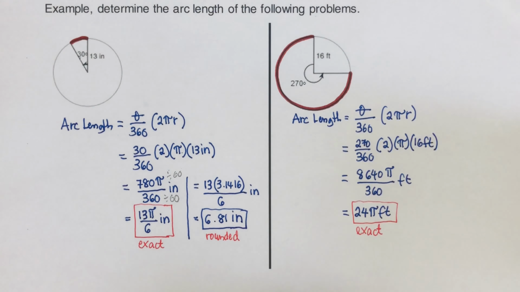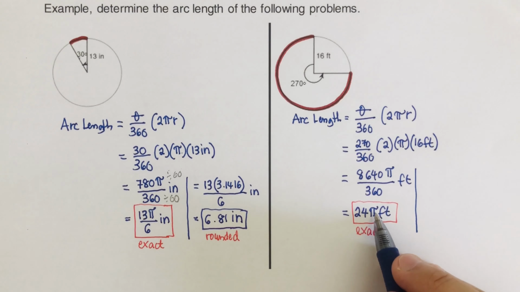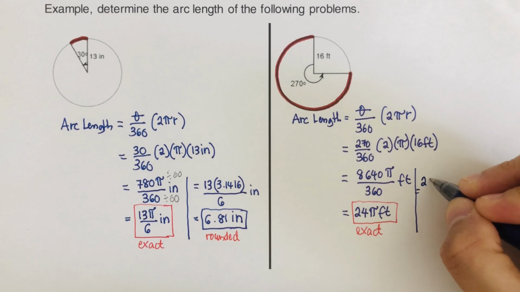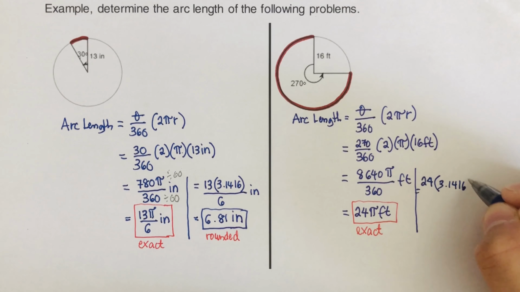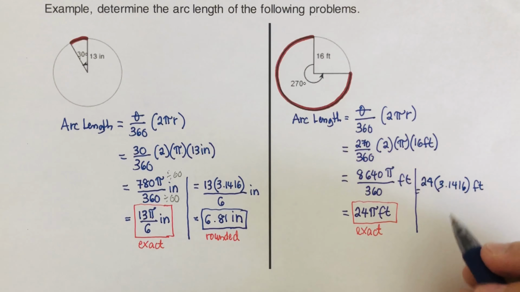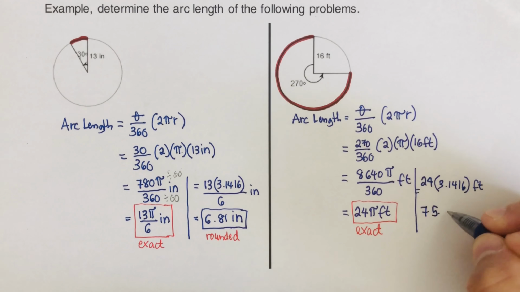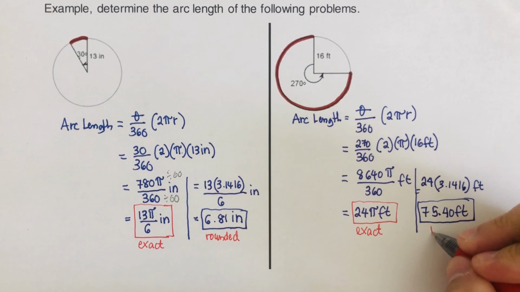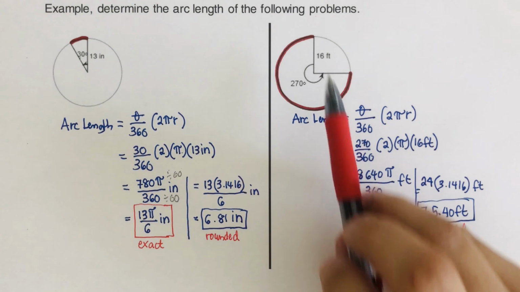Now let's find the rounded value. To find the rounded value, we plug in the pi, just like how we did over here. So that would be 24 times 3.1416, and the unit again for this is feet. And if we multiply these two together, that would come out to 75.40 feet. And again, we will label this as our rounded answer. So this is our rounded value for this arc length in red.